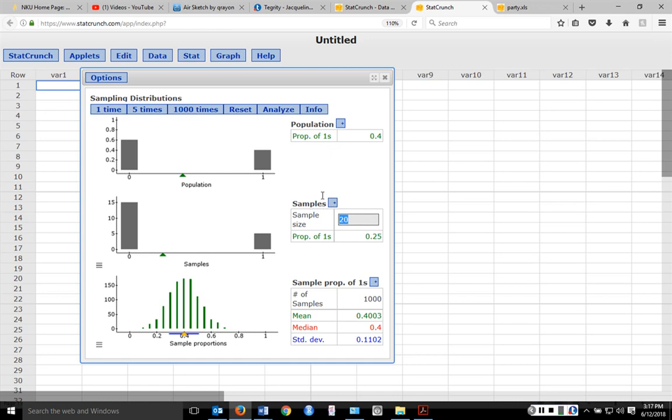All right, so now that you have your guesses down, we're just going to change this to 50. Again, same population, so 40% of all the beads are black, 60% are yellow. I'm going to go ahead and do this 1,000 times. And I'll go ahead and record my mean, my median, and my standard deviation. All right, so our mean this time is 0.3999. Our median is 0.4. And our standard deviation is 0.0687.